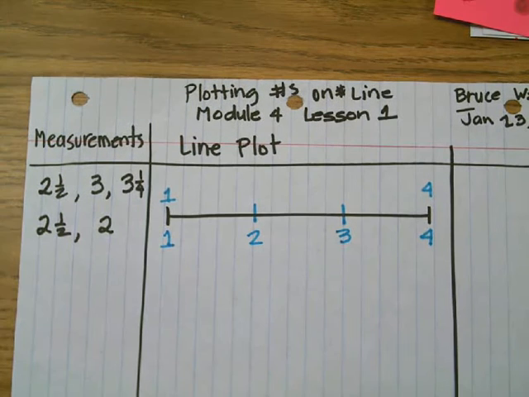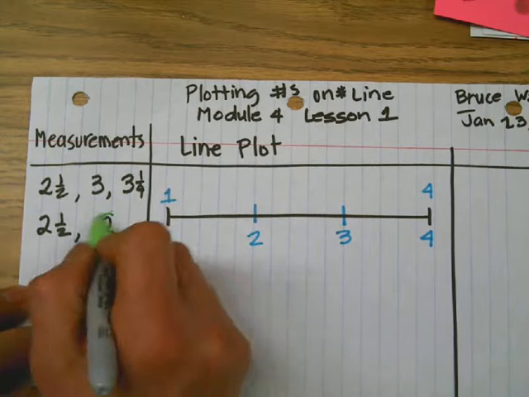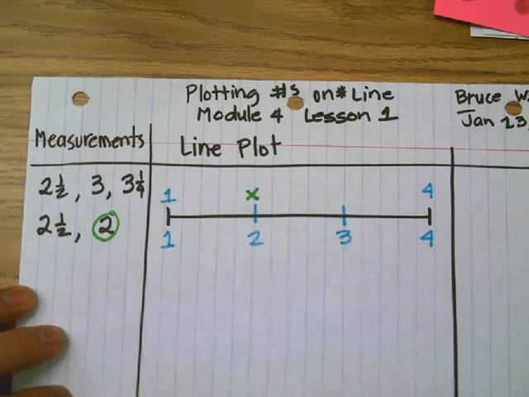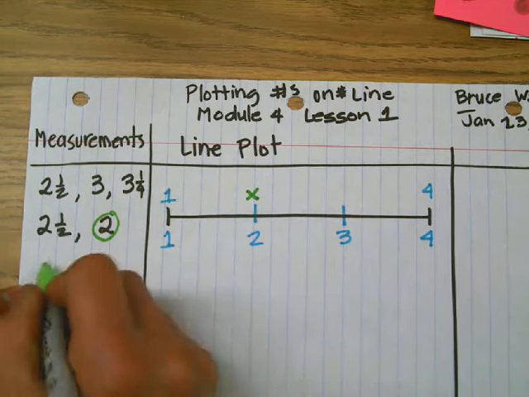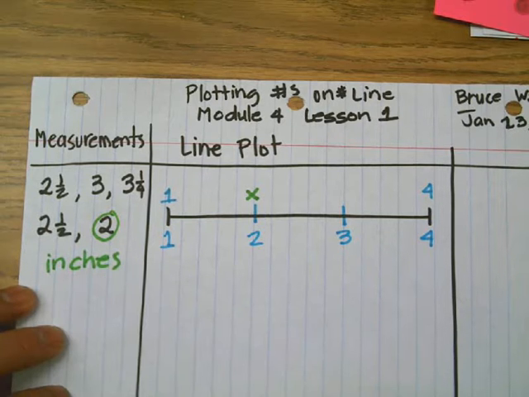So let's say now we have this number, which is, well, let's look. We have a 2. So I'm going to circle the 2. I'm going to mark the numbers. That means only one of my fingers is 2 inches long. And let's make sure that we know these are inches. Okay, my next number going up will be 2.5.